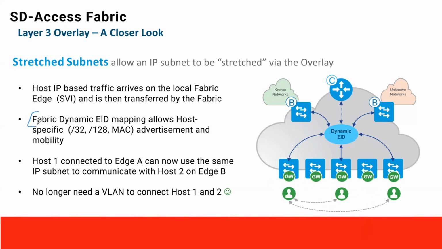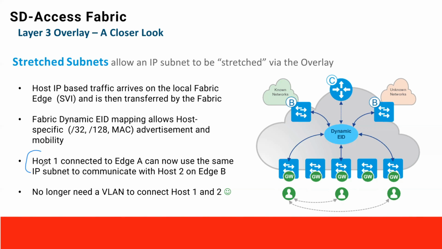The fabric dynamic EID mapping, as I told you: any time an endpoint connects to a specific switch, it will make the entry as the /32 IP address rather than entering the entire subnet. And if it is IPv6, it will be /120. So this makes the mobility part easier in the fabric, and we keep track of everything. When a specific host moves to another switch, the control plane knows that this specific endpoint is connected to another edge switch and has disconnected from this specific switch.